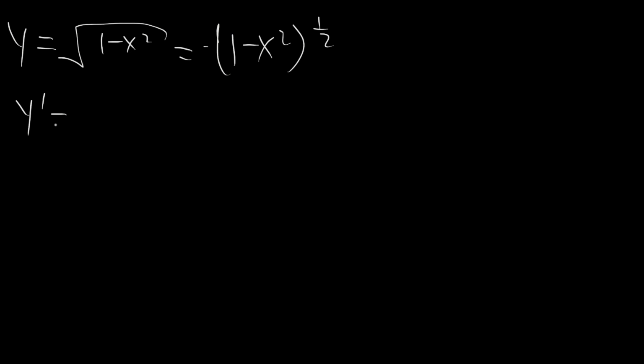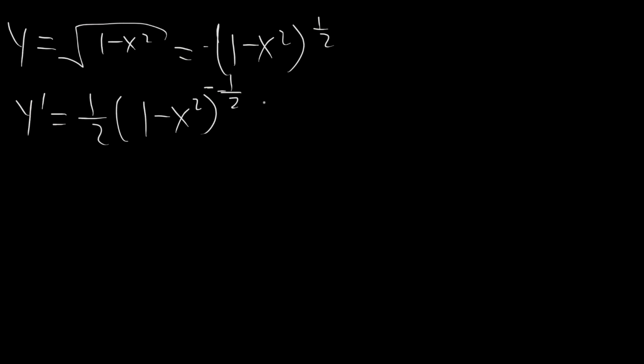y is equal to the square root of 1 minus x squared. What is the derivative of this quantity? So I don't like the square root here, so I'm going to write it as 1 minus x squared with the power of a half. So y prime is going to be equal to, applying the chain rule, move a half to the front, a half times 1 minus x squared, and then minus the power by 1, so it's going to be negative a half, because 1 over 2 minus 1 is equal to negative 1 over 2.